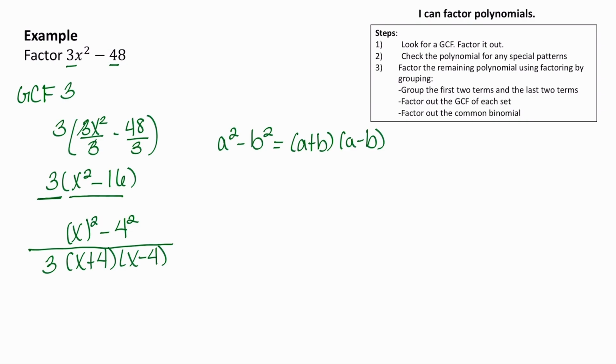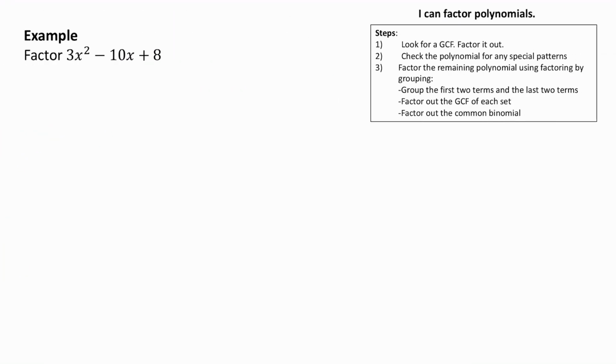So this is the fully factored form of this polynomial. Now let's factor 3x squared minus 10x plus 8. So I look at these three terms. I don't see a GCF that I can factor out. There's no common factor of 3, 10, and 8. So I don't see any special patterns, so I'm going to go ahead and factor by grouping.